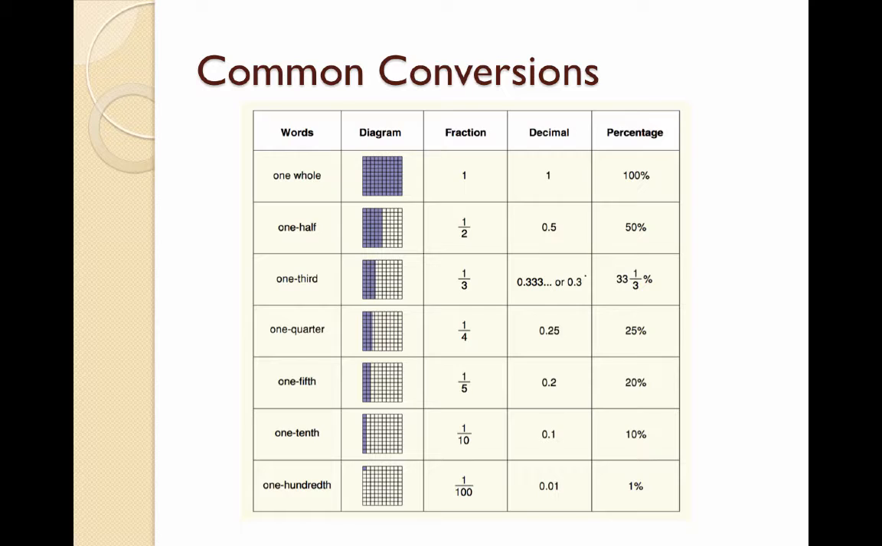Common conversions are really important in mathematics. These are ones that you should be memorizing, just like your times tables. So 1 whole is the same as 100%. If we have a half, it's the same as 0.5 or 50%. 1/3 is very important, 1/4 is very important, 1/5, 1/10, and 1/100th are all extremely important common conversions.